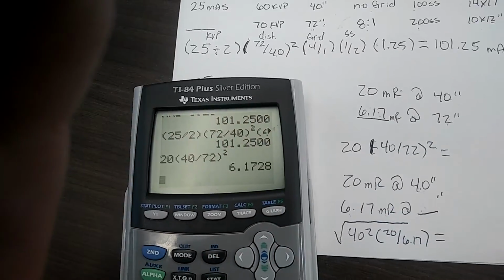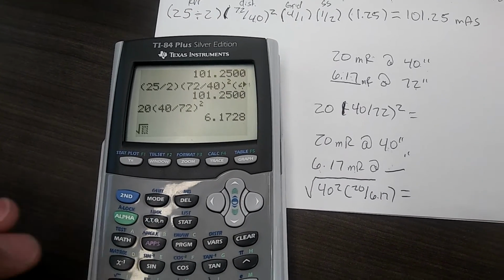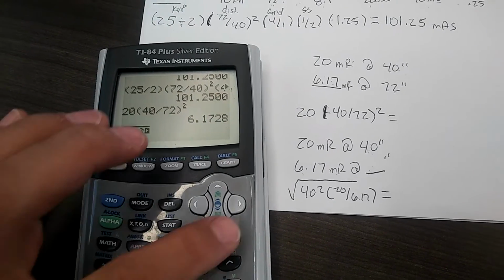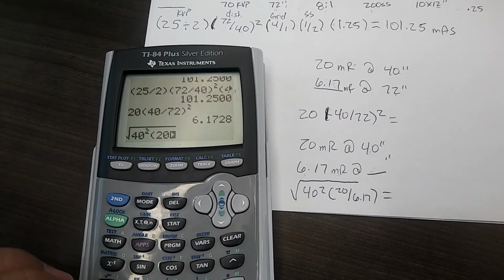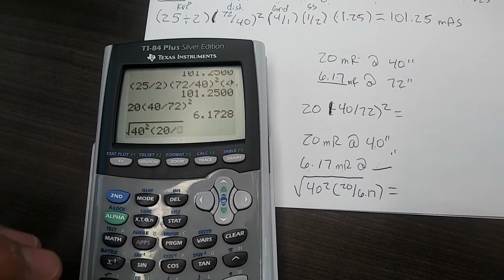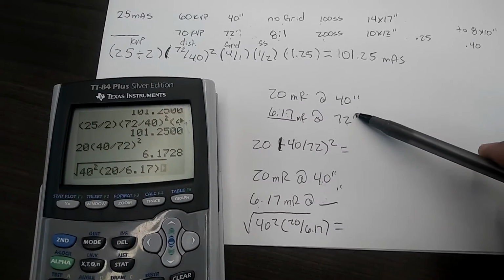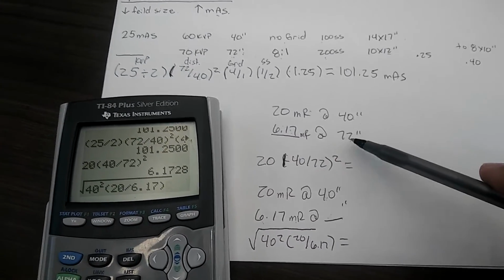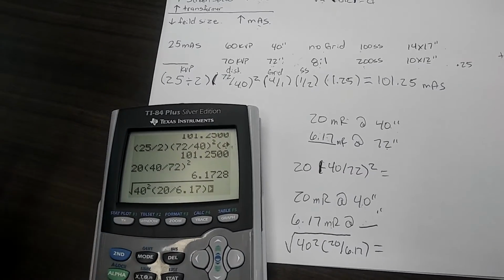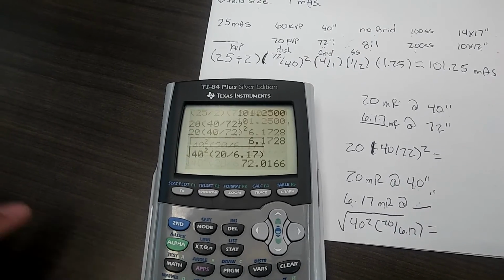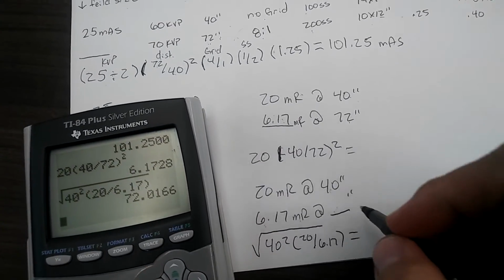That looks weird, doesn't it? I agree, but it works. So I'm going to put the square root of 40 squared times 20, divided by 6.17. We've already done it one way up here, so we should come up with about 72 inches, because we're doing the same thing, just solving for this distance. Let's see if it works. Well, look there. 72 inches. Oh, man, this is so hard.